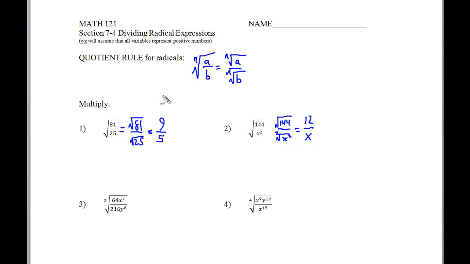Okay, take a look at problem number 3 here. This gives us a, oops, got to move my keyboard here. That keyboard was in the way.